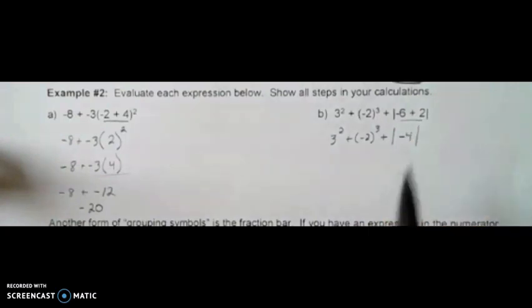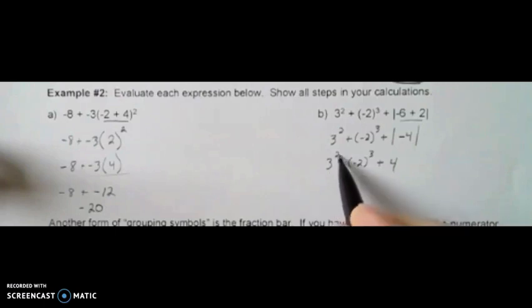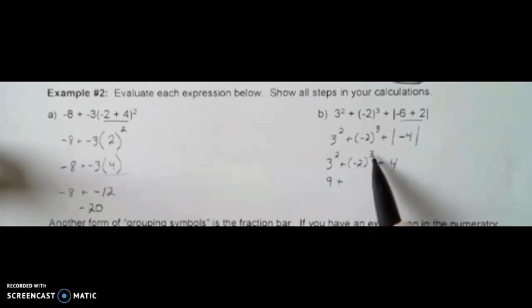Okay? Now we're actually going to take that absolute value. So again, we're going to have 3 squared plus -2 to the third plus the absolute value of -4 is 4. Next, we're going to do our exponents. 3 squared, 3 times 3 is 9, plus -2 to the third power. If you remember from earlier in the lesson, -2 times -2 times -2, that was -8, plus 4.